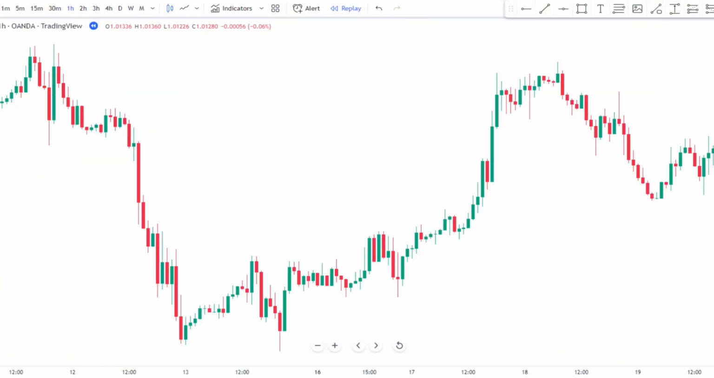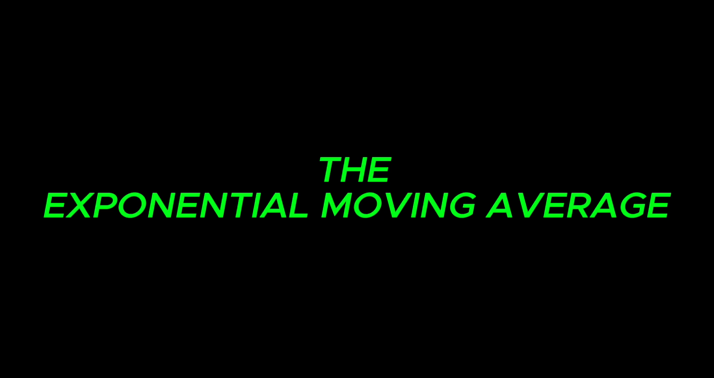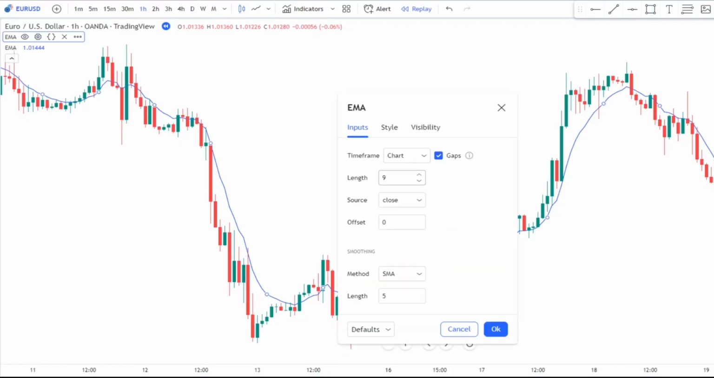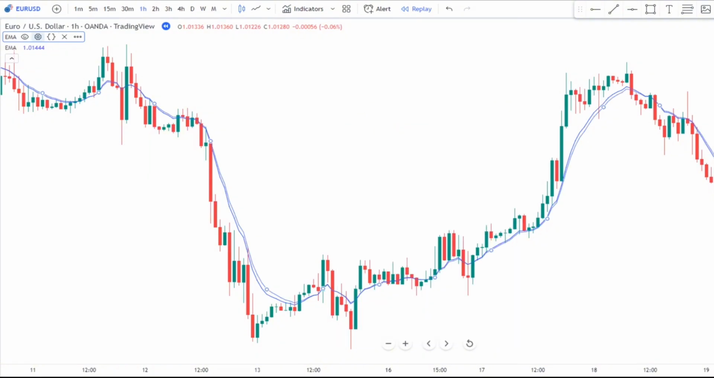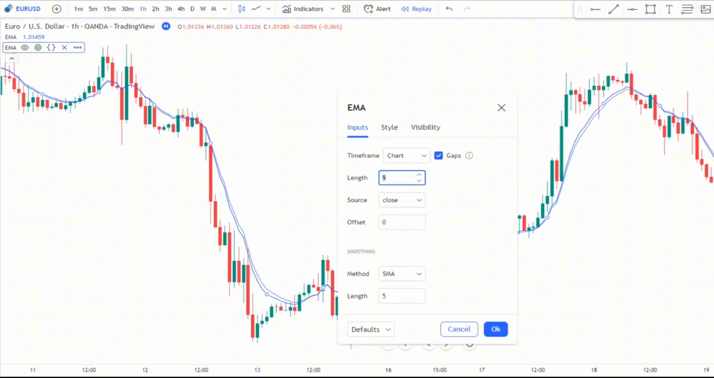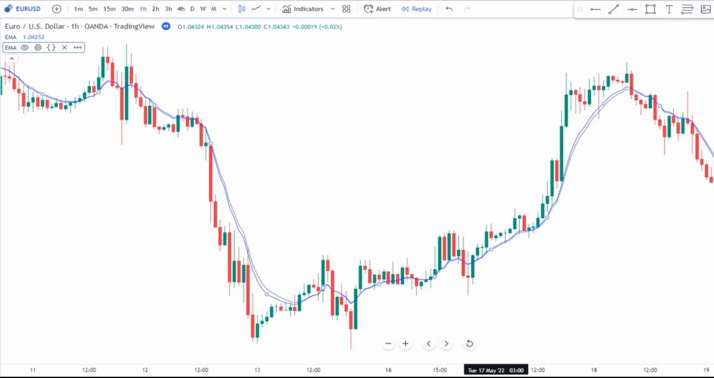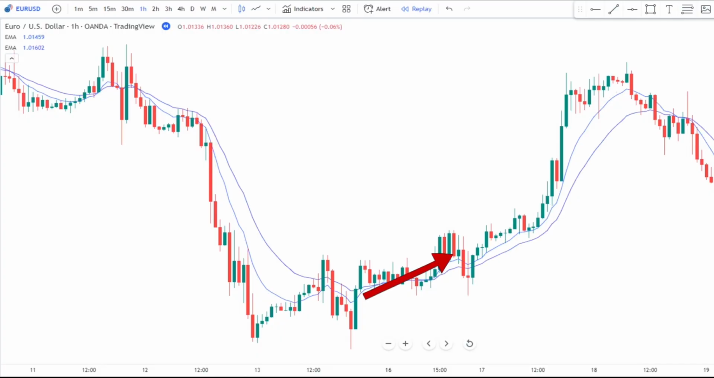Now let's move on to the third strategy, using trend indicators, specifically the exponential moving average, or EMA. Step 1. Add 2 EMAs to your chart. Set the first to a period of 10 and the second to a period of 20. Reading them is simple. When the EMA 10 crosses above the EMA 20, it signals an uptrend.